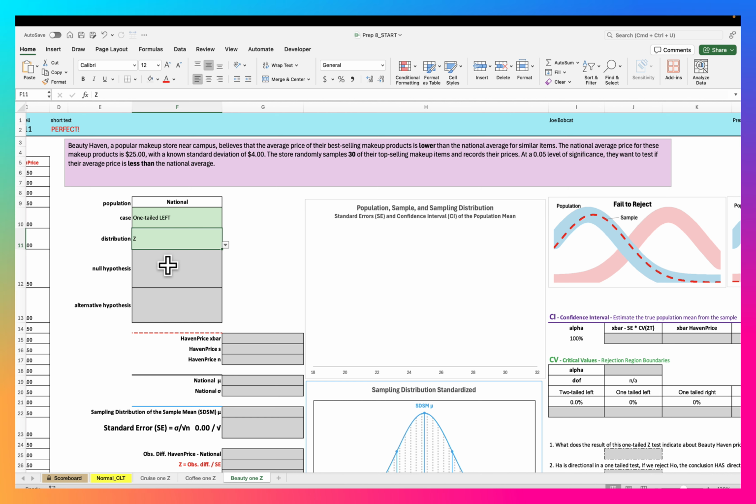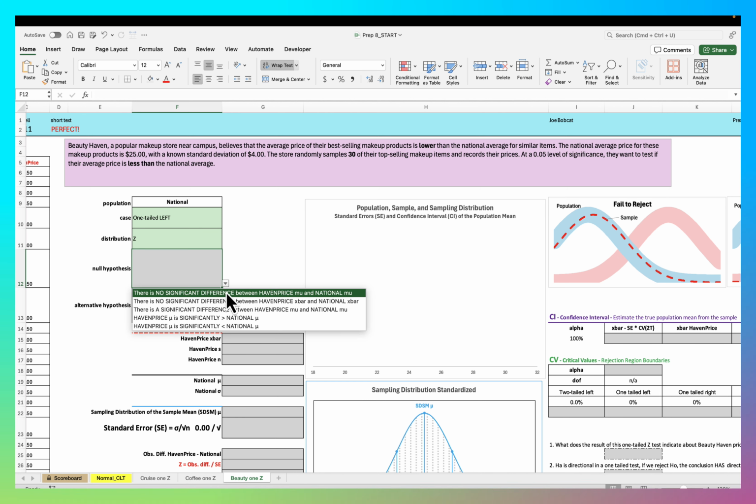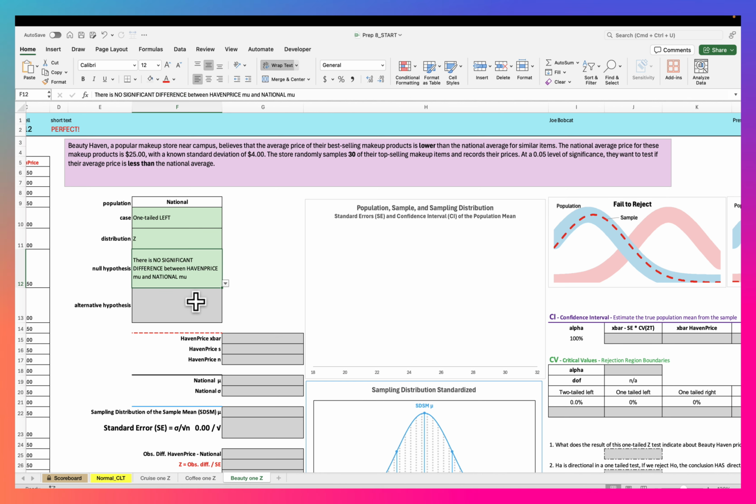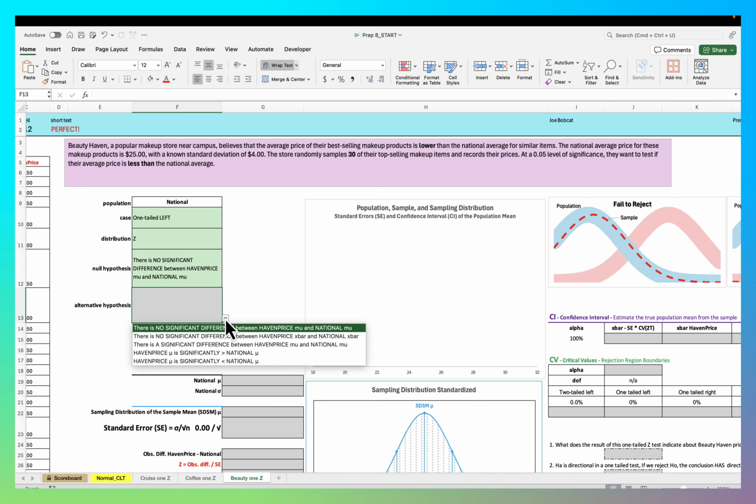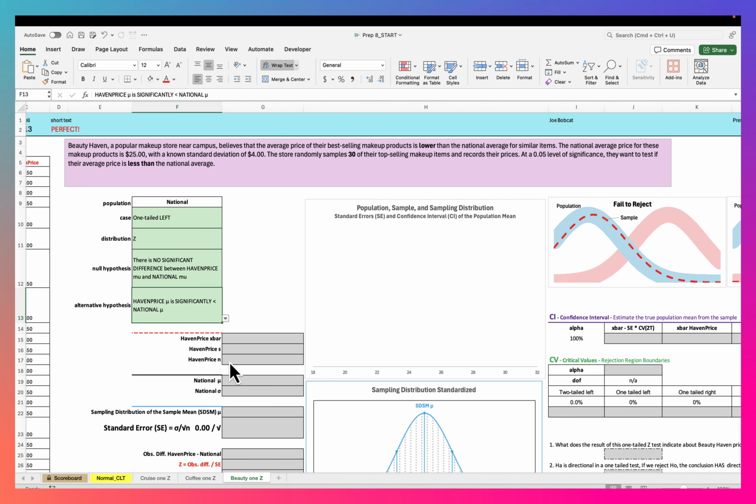Distribution is Z. Null hypothesis is no significant difference. But the alternative hypothesis is now directional. The alternative is that we are less than. All right.